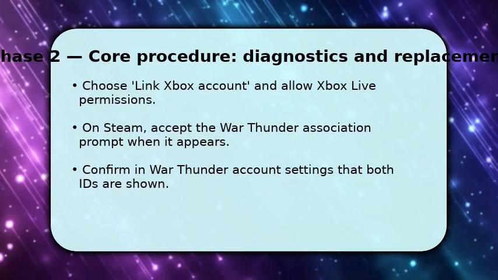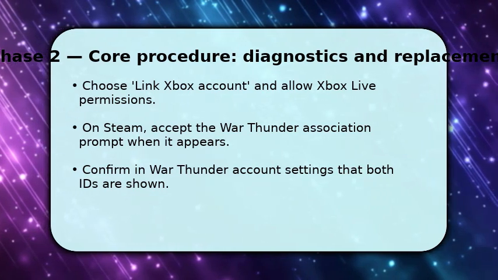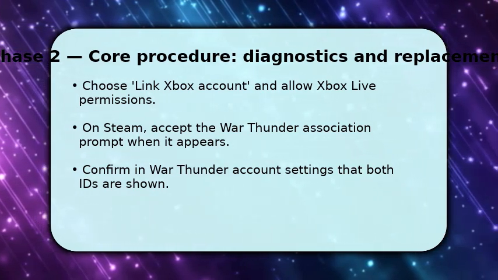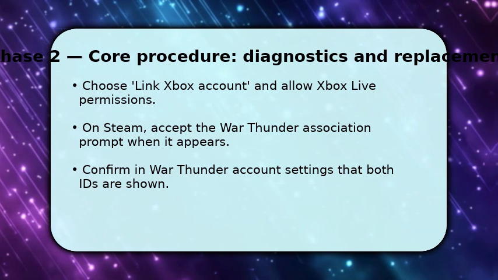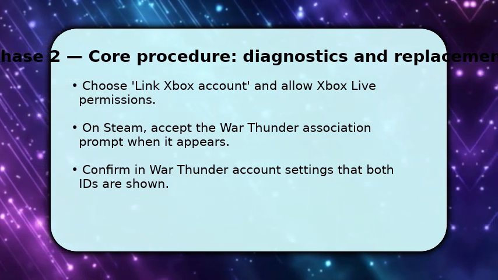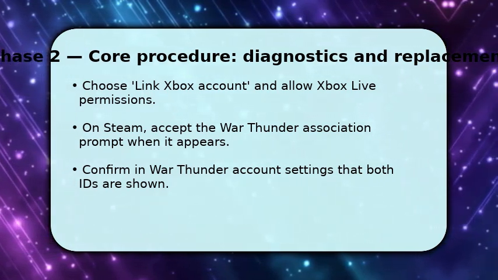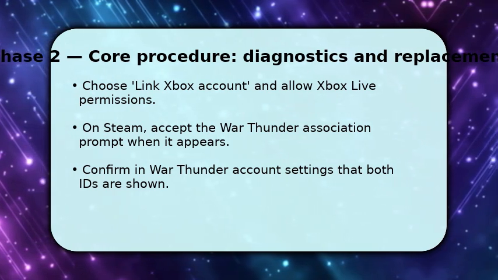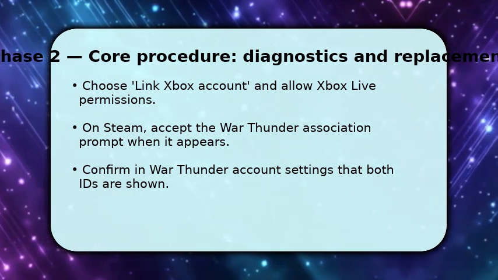Now you'll authorize the connection. Choose Link Xbox Account and follow the Xbox Live permission prompts. Grant only required scopes. Make sure you're signed into Steam in the same browser or client. When the War Thunder Steam Association prompt appears, accept it to allow the link.